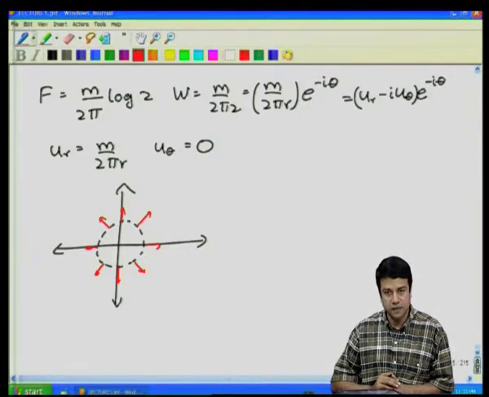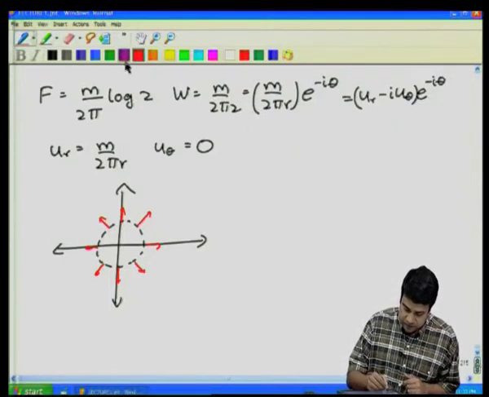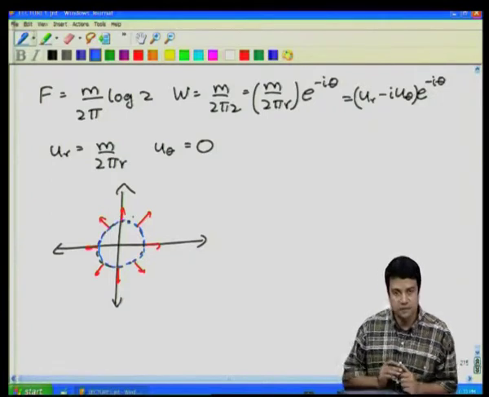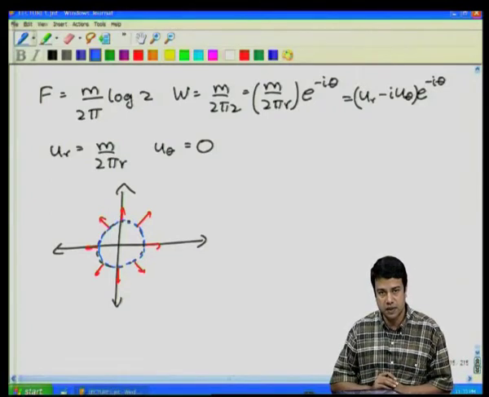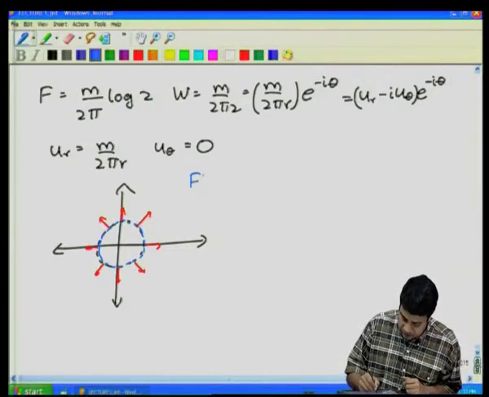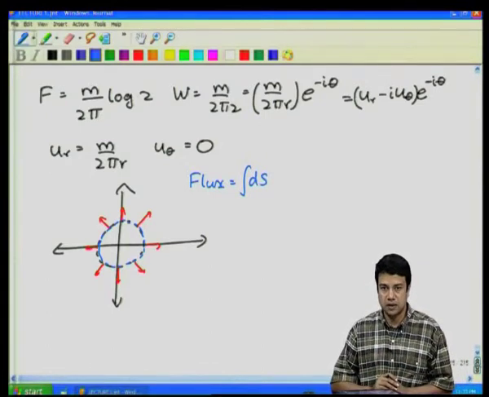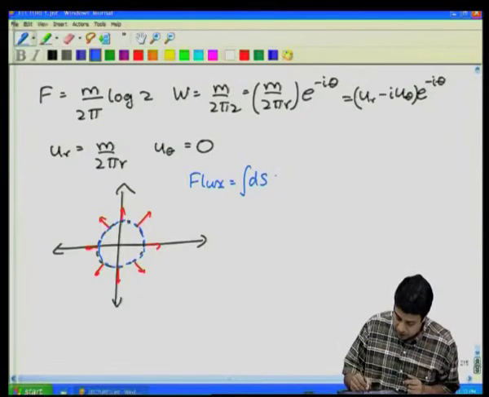However, if you calculate the total mass flux coming out of a surface such as this one, the flux is equal to the integral over the surface of u dot n. The unit normal to this surface, since I have taken a circular surface, is along the radial direction. Therefore, u dot n is just equal to u r itself. Integral ds u r.